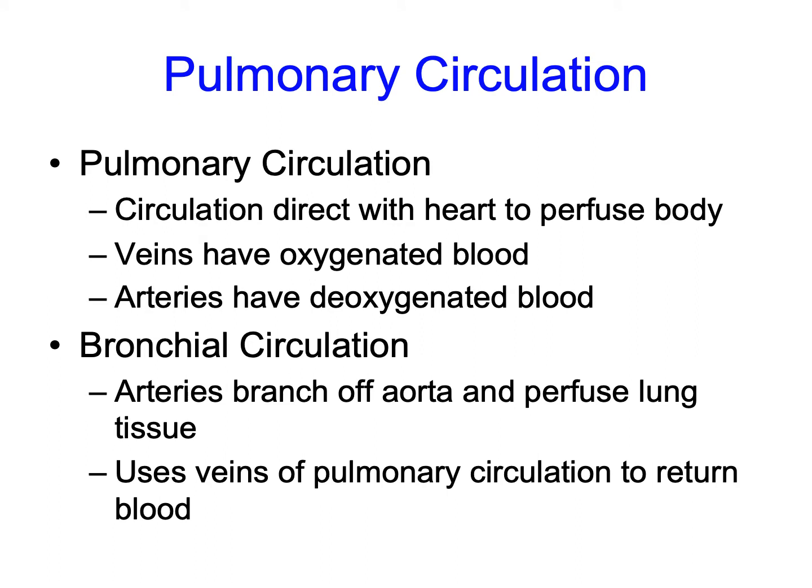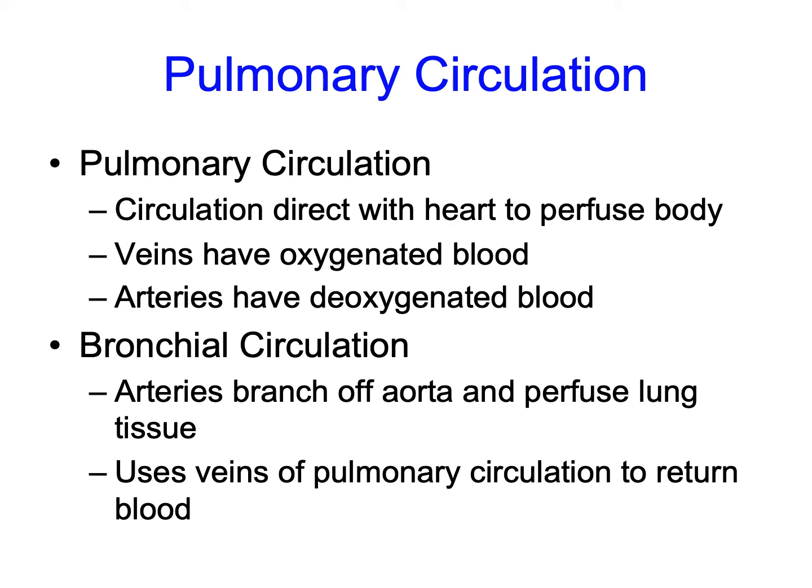Pulmonary circulation is circulation direct from the heart to perfuse the body. Remember that the veins in the pulmonary system are the only veins that carry oxygenated blood, where the pulmonary arteries are the only arteries that carry deoxygenated blood.